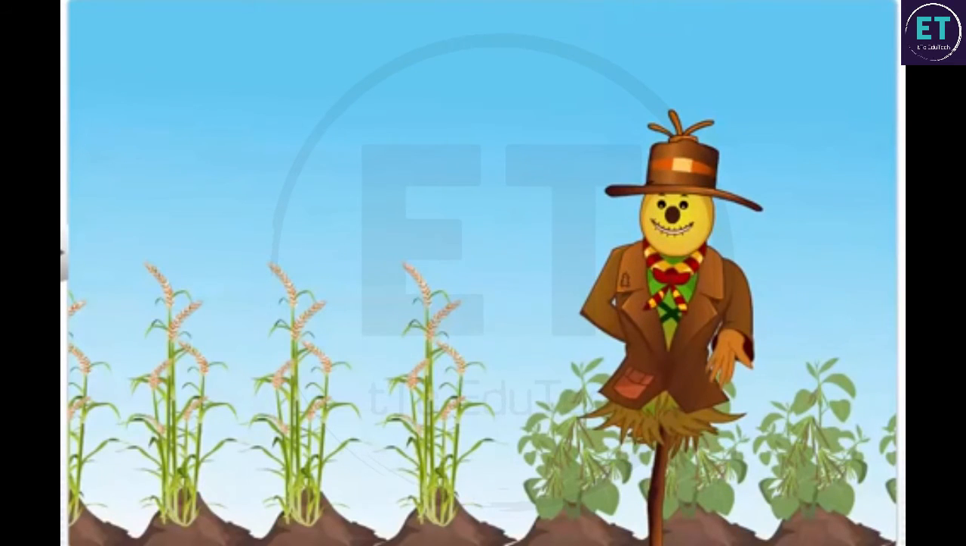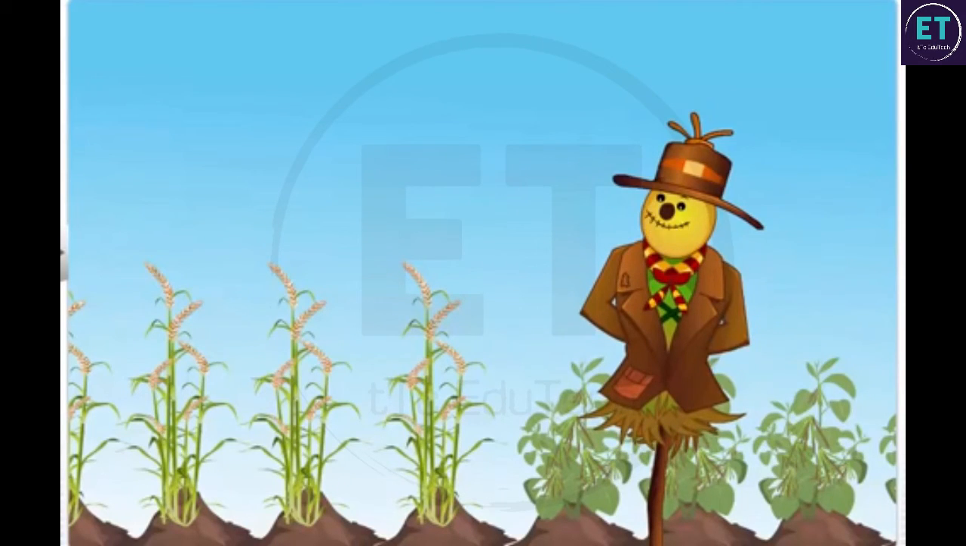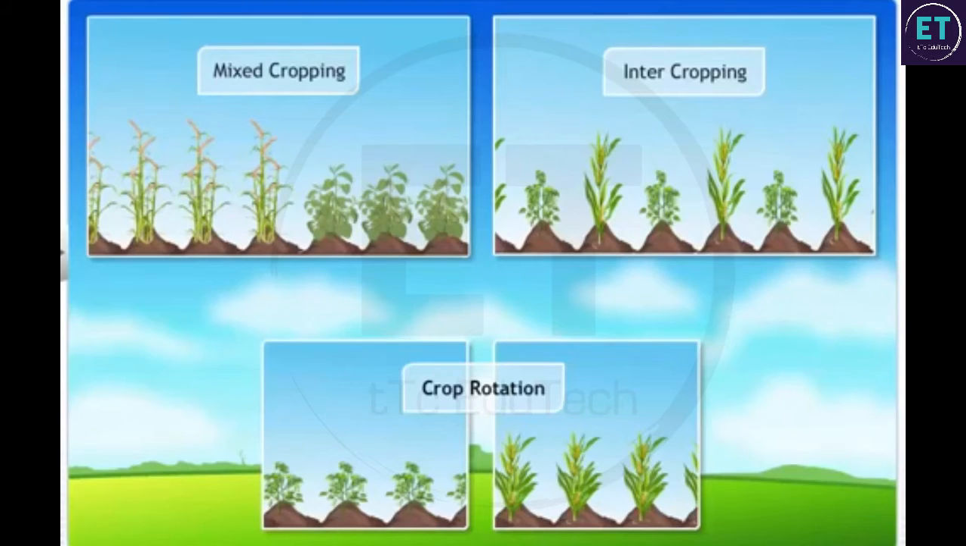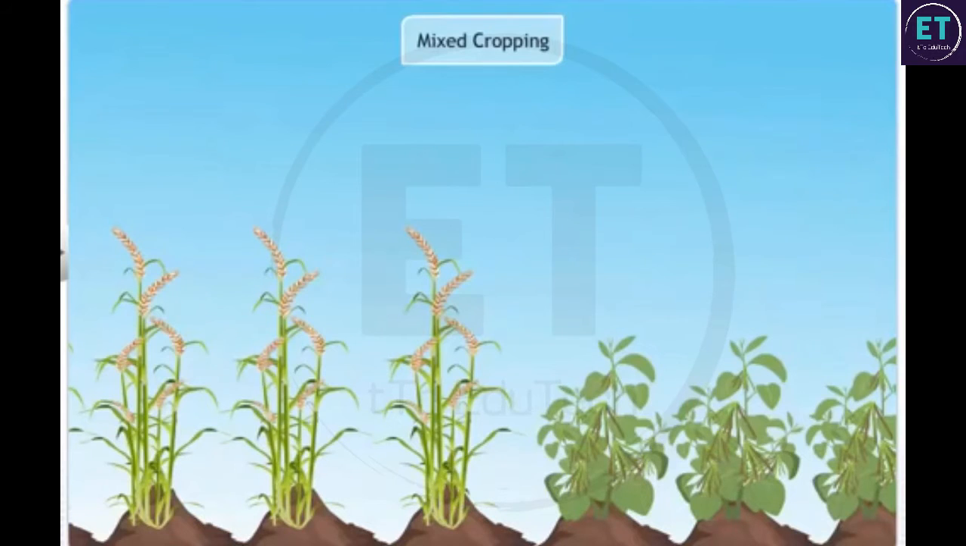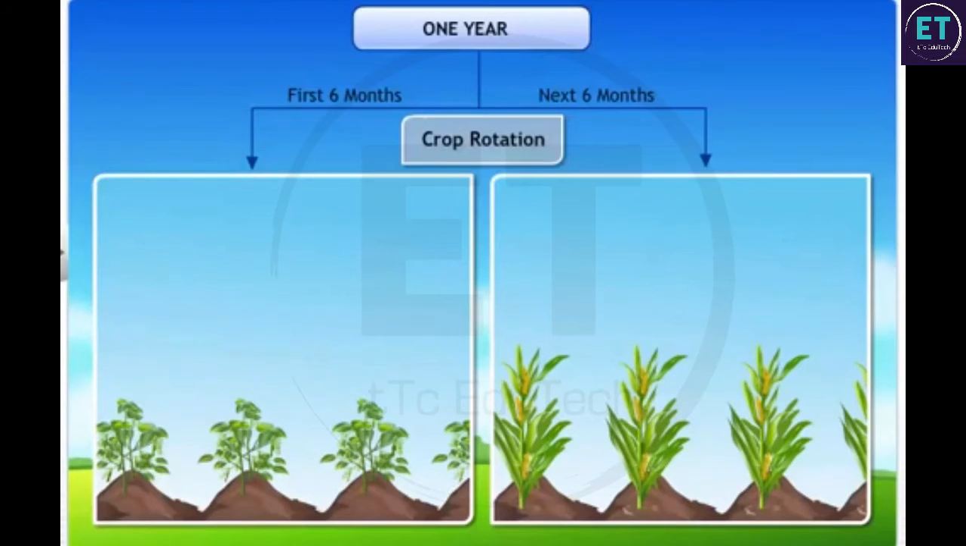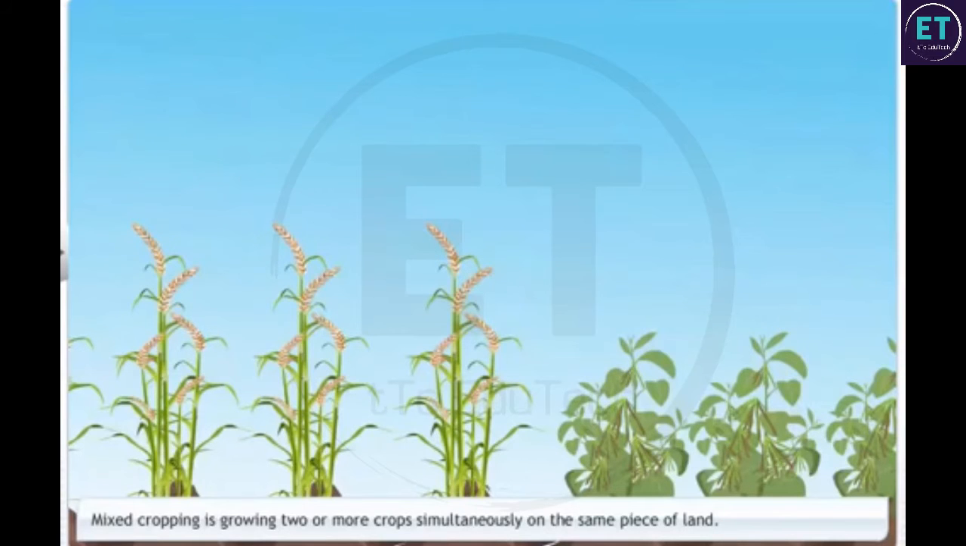Hey, take a look at this farm. There are two types of crops growing at the same time. That's very smart, isn't it? Different ways of growing crops can be followed to give maximum benefit. Cropping patterns used for greater yield are mixed cropping, intercropping, and crop rotation.